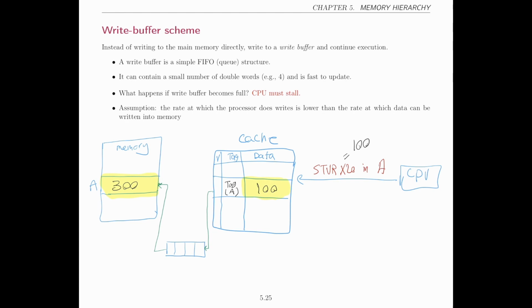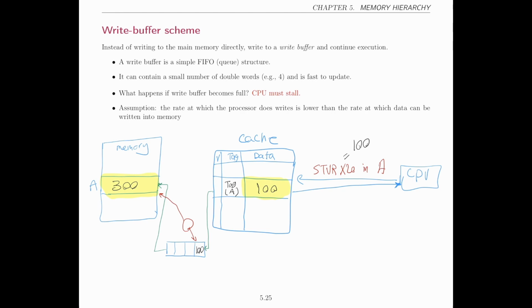The reason it's easier is that the buffer is a small amount of memory. It's not big. So we'll just write the number 100 over here. And there is a separate controller whose job is to read things from this buffer and write them to the memory. But the cache does not need to wait for that buffer to do its work. The cache can simply return to the CPU and report that it has finished the storing.